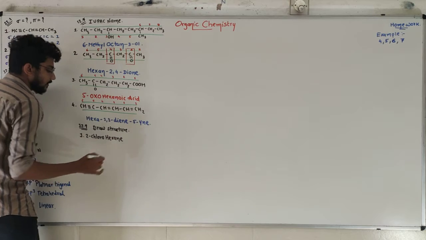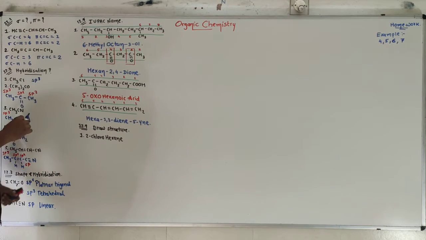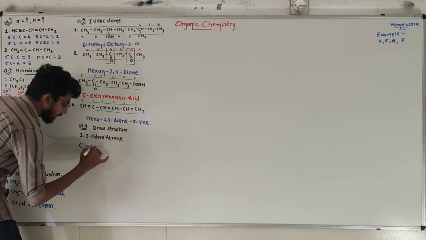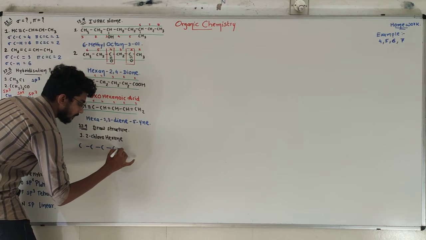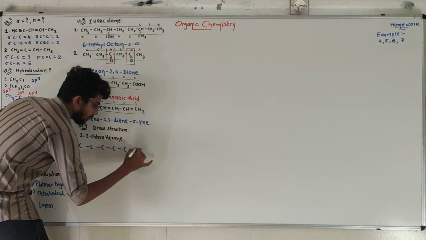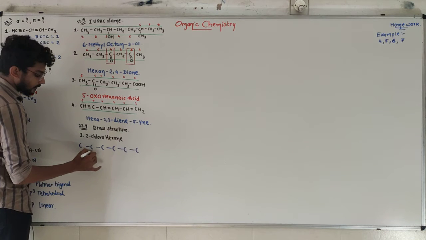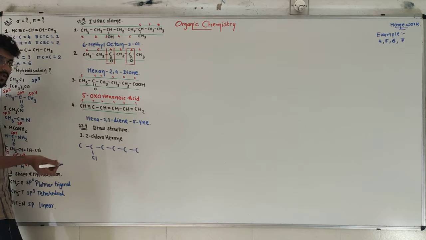Our first is 2-chlorohexane. So the first step will be a chain of the carbon. So the first carbon, second carbon, third carbon, fourth carbon, fifth carbon and the sixth carbon. 6 carbons are there. 2-chloro: on the second carbon there is a chlorine present. Now the remaining bonds go to hydrogen.